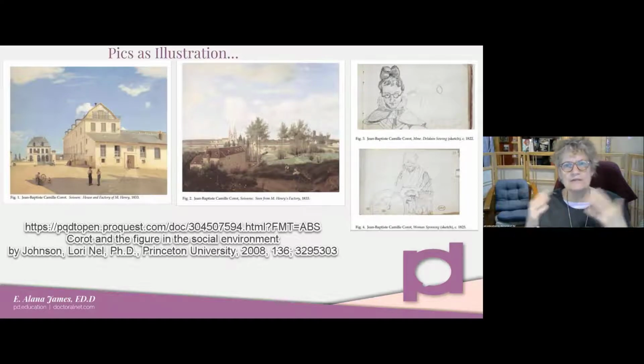This is a dissertation about a particular artist and how he used figures in social environments, and it's a complex topic. And throughout, there was a section that showed all the figures that this author would be referring to.